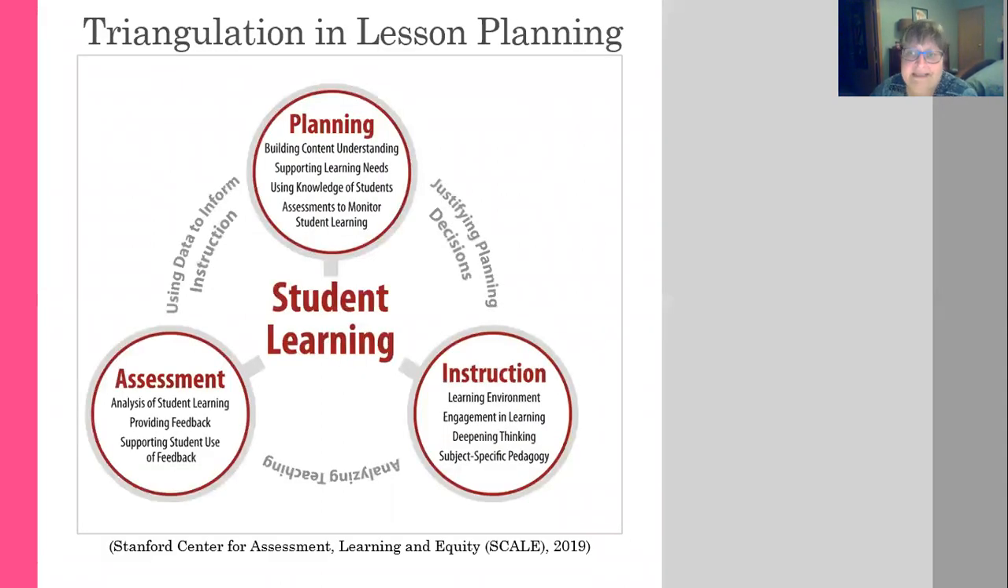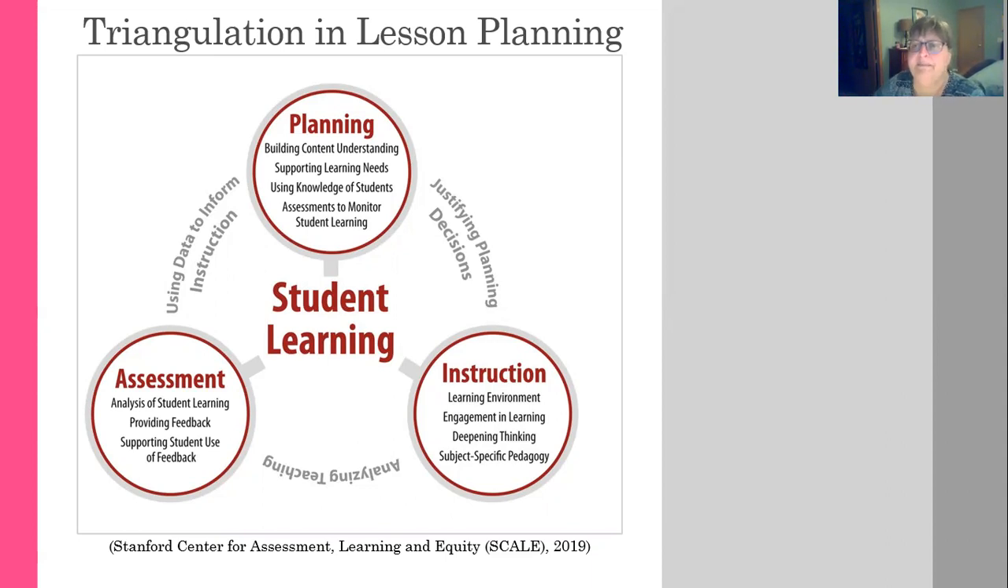So triangulation in lesson planning. Lesson planning really needs to have the center of focus be student learning. So you can see all these different things around the circle are connected: planning, instruction, assessment. And in order for student learning to be maximized, all things have to be connected well.